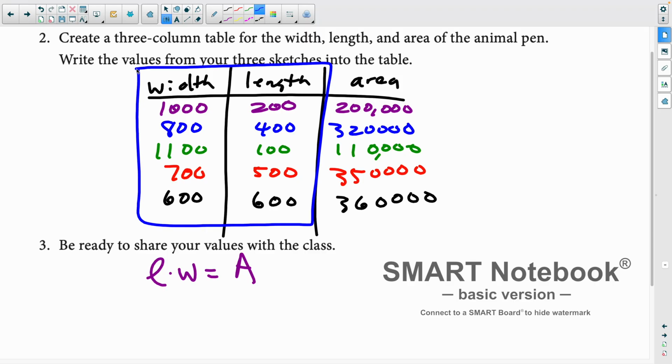And so could I say this? If I have the width and the length would be 1,200 minus width. What? Is that true?